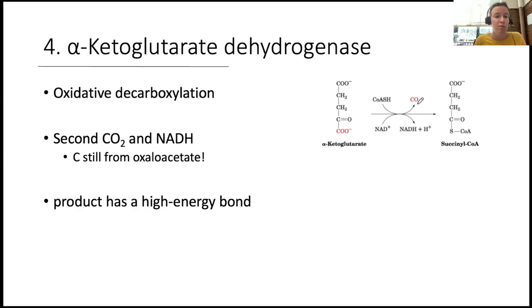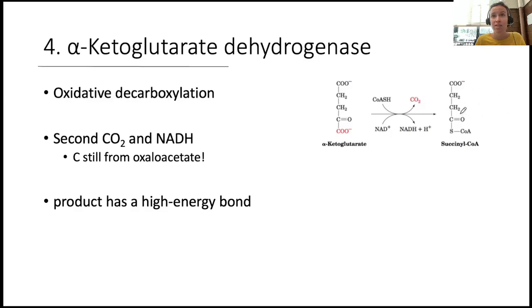Step 4 is performed by alpha ketoglutarate dehydrogenase. We go from alpha ketoglutarate to succinyl-CoA. So here we have an oxidative decarboxylation. So we decarboxylate but also oxidize, and we know that we oxidize because again we're converting an NAD to NADH. Here we've lost our second CO2.